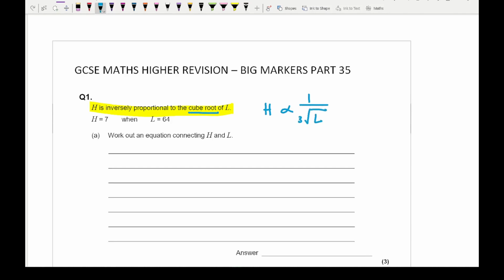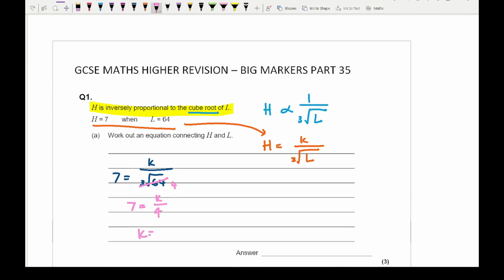So it looks something like this. Then obviously following the steps we then need to replace the proportional symbol with equals k. So we've got h equals k over the cube root of L. And then to find out what k is, we then just need to substitute these numbers into this formula and solve for k. So if I do just that, what I end up with is 7 equals k over the cube root of 64. The cube root of 64 is 4. Which then gives me 7 equals k over 4.